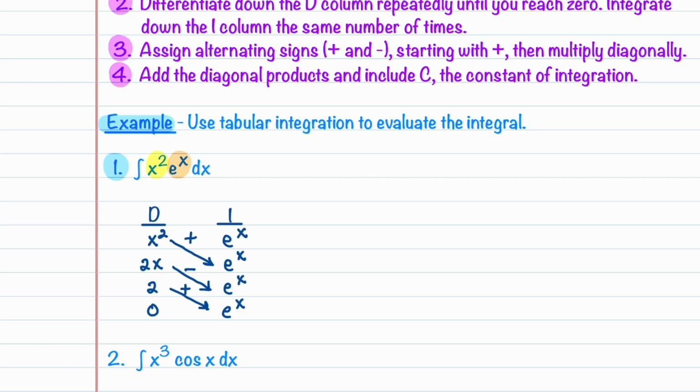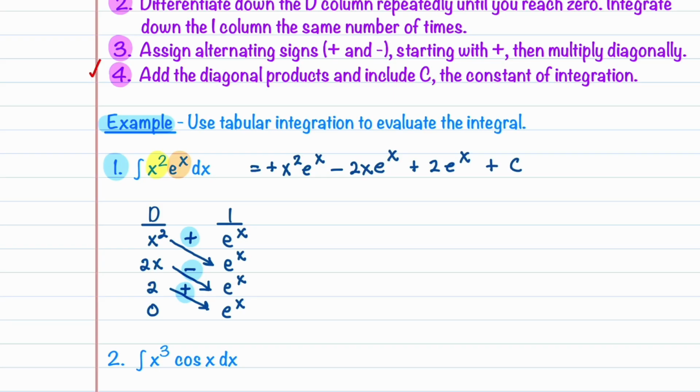Now in step 4, let's go back right up here. We're going to add these diagonal products and include our plus c. This integral is then our first product, x squared e to the x, and that had a plus. And then our next product is going to be a minus, so we have a minus 2x e to the x. Hopefully you're getting the hang of this. And then our last product is a plus, and that is going to be plus 2 e to the x. And then our arbitrary constant c.